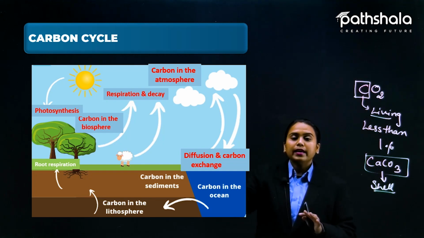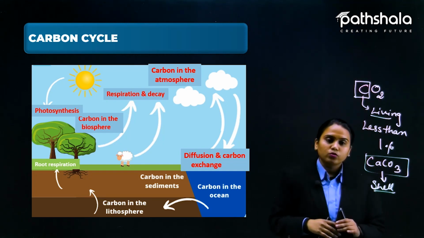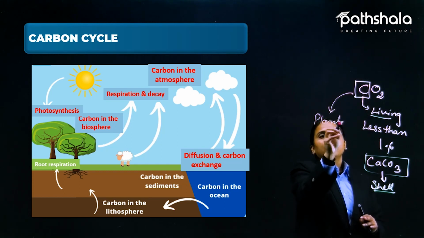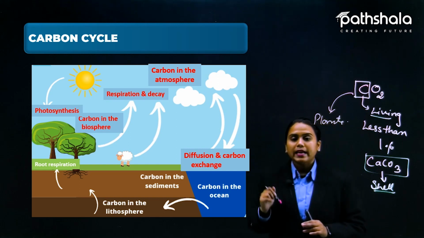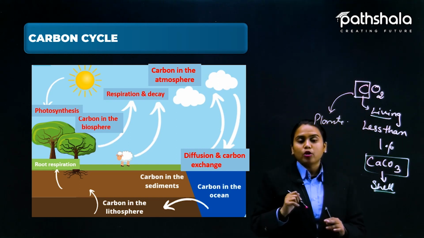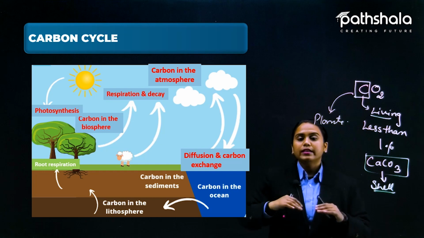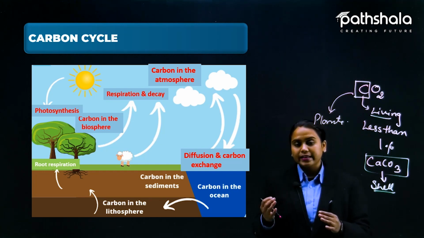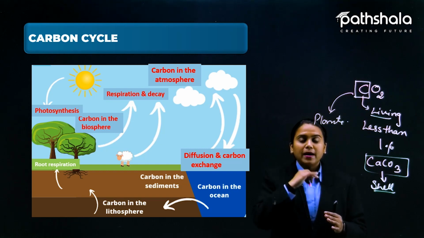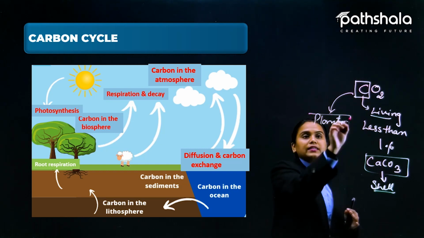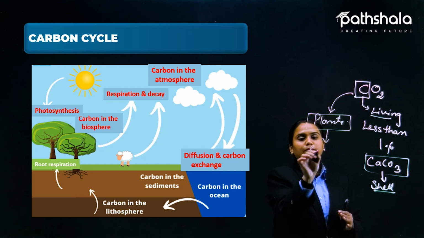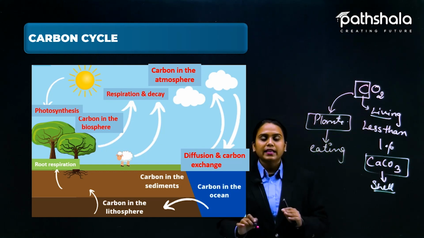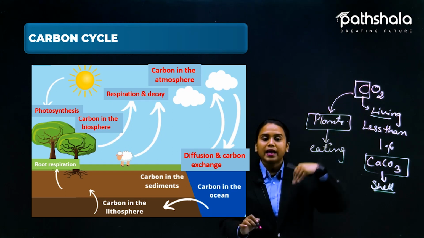Now another thing is that plants use carbon dioxide, so it can be used up by the plants also. Now here, as you can see in the diagram, plants take it up in the process of photosynthesis and release oxygen, and that oxygen is used by other creatures, other animals. But because plants are here, we are eating plants too. So some part of carbon is still present in the plants that could be eaten by us.